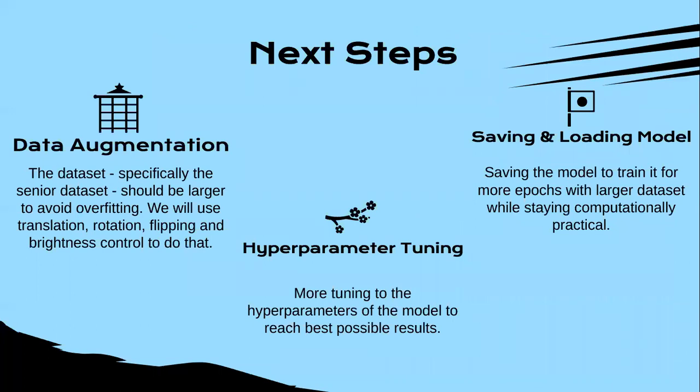We need to perfect our model to the best of our ability. We need to do data augmentation, seeing as the senior data set, even at 800 images, is very small. So we need to increase that through translation, brightness control, and so on. And we need to save and load the model correctly in order to have a more efficient ability to train the model with a very large number of epochs without Google Colab running out of GPUs, for example.